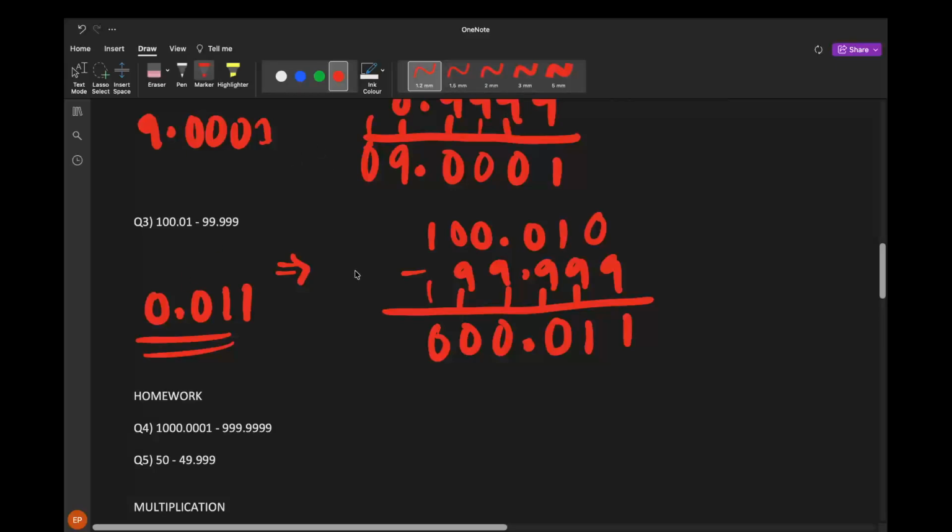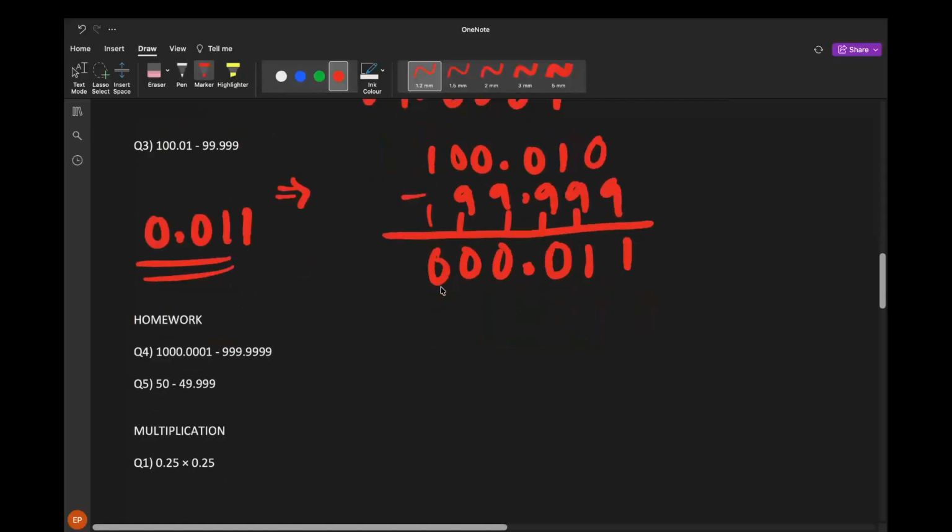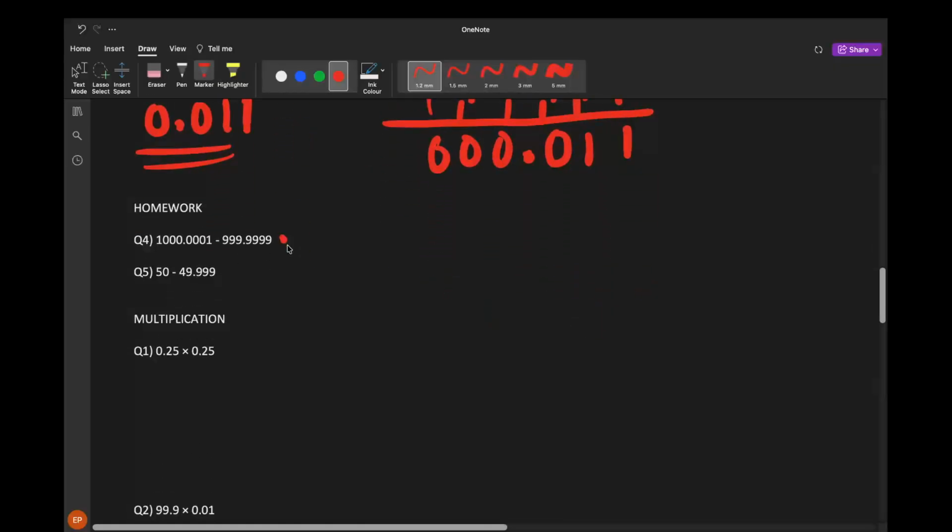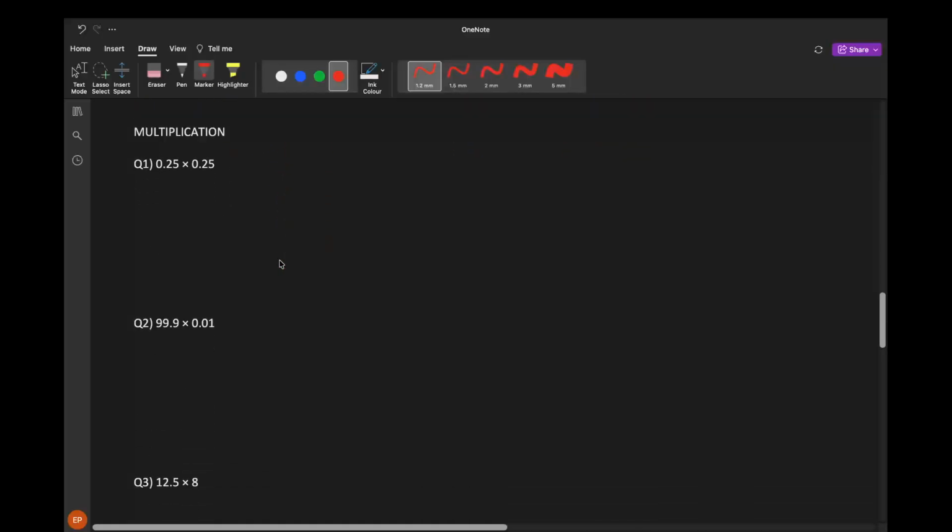I am taking these questions because they will be tricky in competitive exams, so I am solving them in a proper way. Please follow the same order: make the alignment, then do the normal calculation. Take these two as practice questions and solve them, please. Now comes the multiplication part.